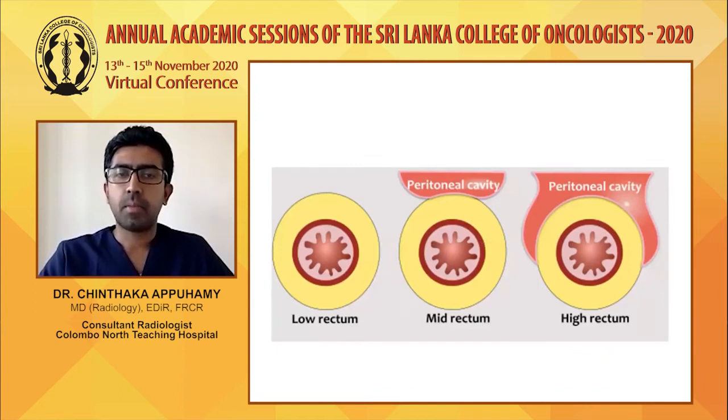The rectum broadly divides into three levels: the lower rectum, mid-rectum, and high rectum. The importance of this is that the peritoneal cavity and the peritoneal reflection come as anterior relations in the mid-rectum, whereas in the high rectum, the peritoneal cavity demarcates the anterior as well as the lateral relationships.